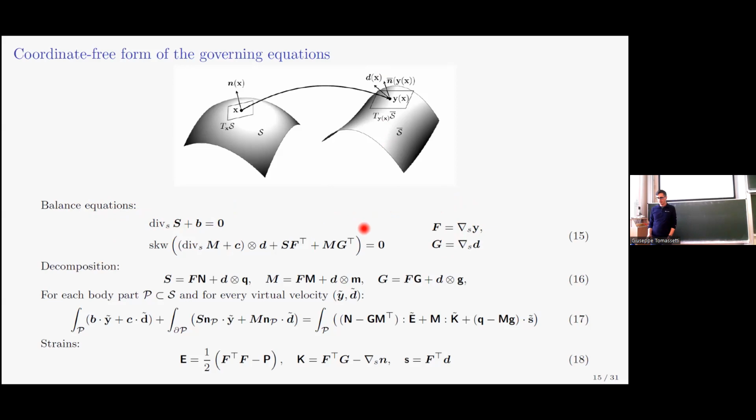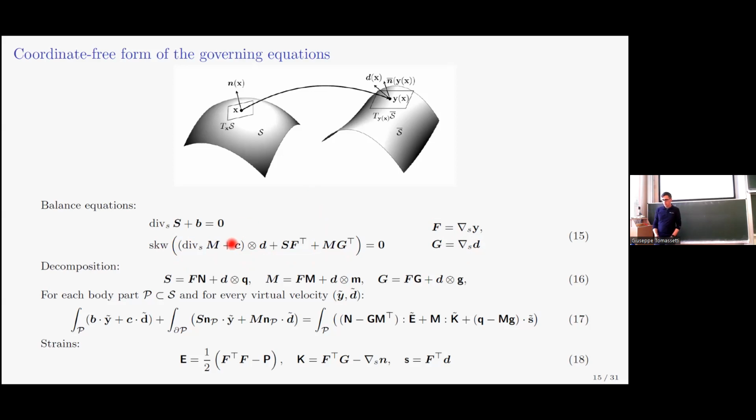But for shells, you have something more. For example, you have this tensor field G, which is the gradient of the director. So it measures how the director changes from one point to another, and it's essentially a measure of bending. So bending is a measure of the change of the orientation of this director from one point to another. And associated to bending, you have another balance equation, which is this one. It tells you that the skew symmetric part of this tensor has to be 0.